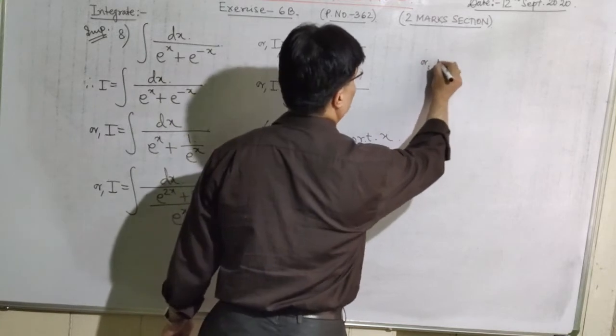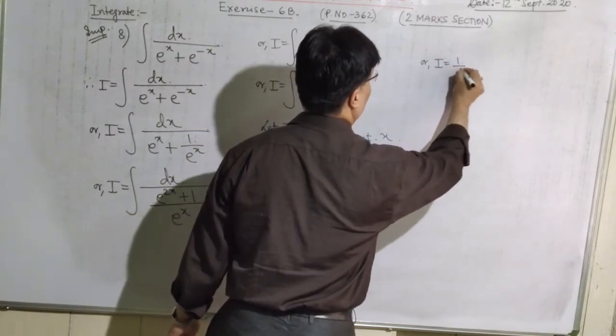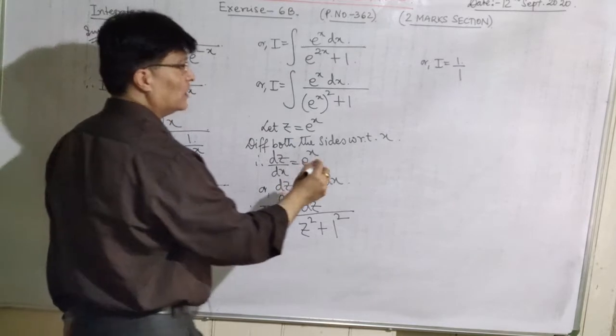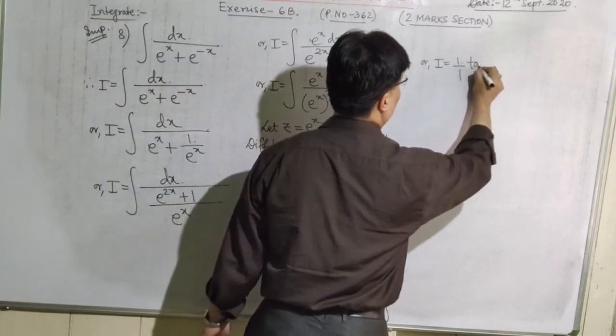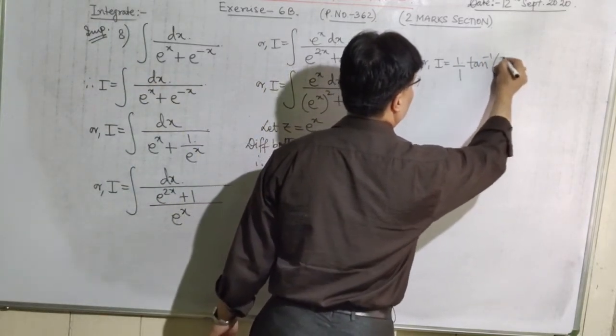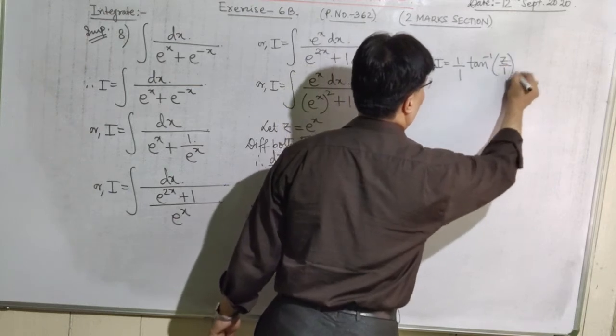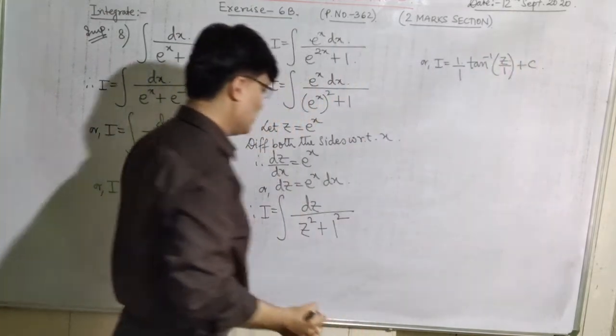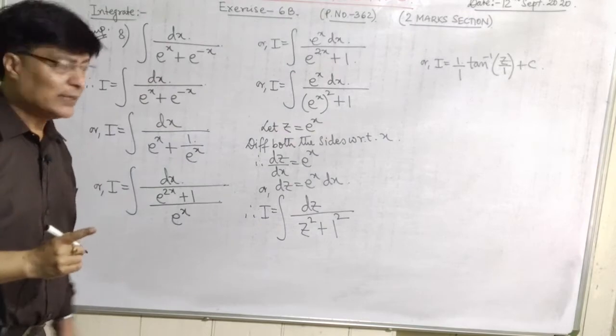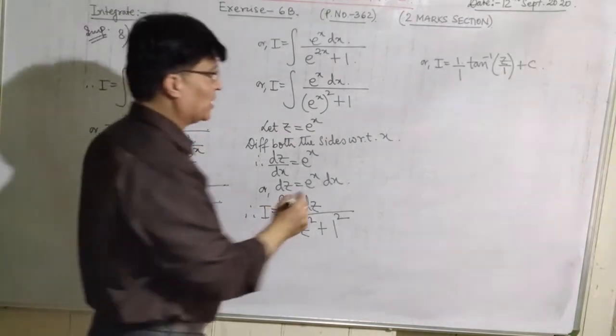So it is I is equal to 1 upon a, where a is 1 here. Then tan inverse x by a. So it is tan inverse, what is x by a? z by 1. Then you have to write plus C.